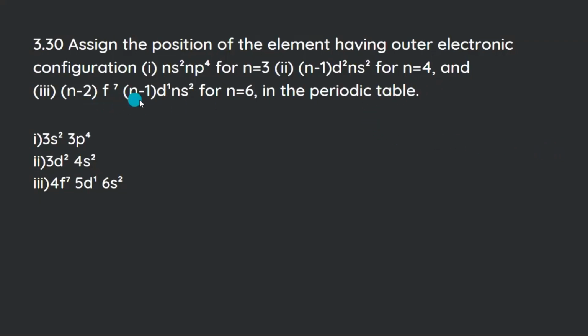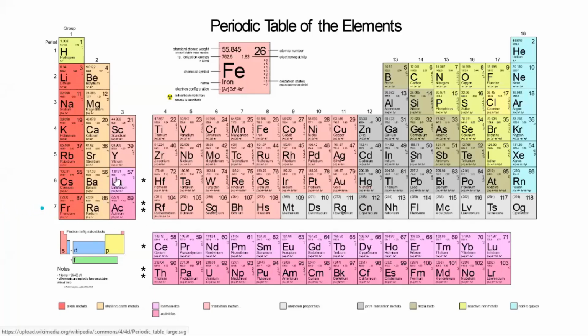Next, (n-2)f7, (n-1)d1, ns2. So here n equals 6. So 4f7, 5d1, 6s2. If you notice, our 4f orbital is not full, which means electrons are still getting added to the 4f orbital, and all the elements which have this particular configuration will belong to lanthanoids or actinoids. Since it's in the 6th period, it will belong to lanthanoids. I'm sorry, it belongs to group 3, this one.